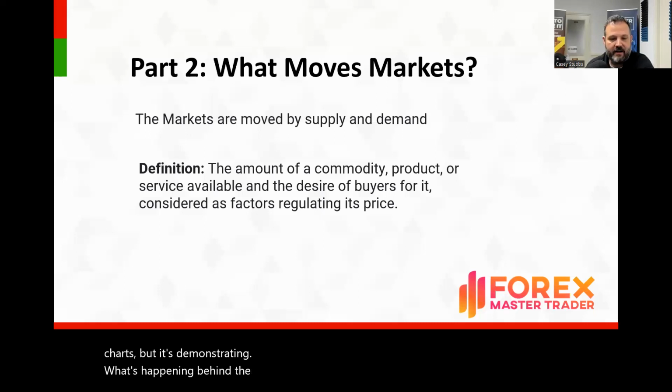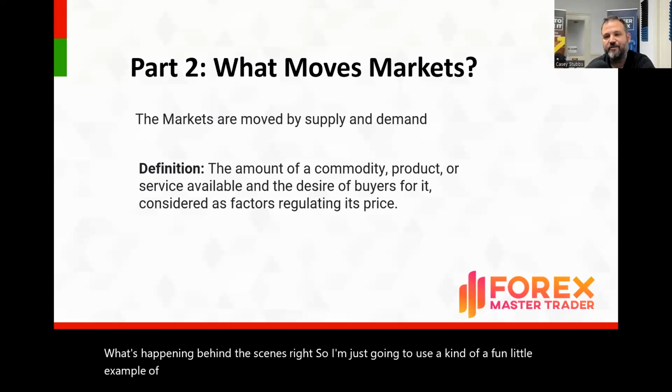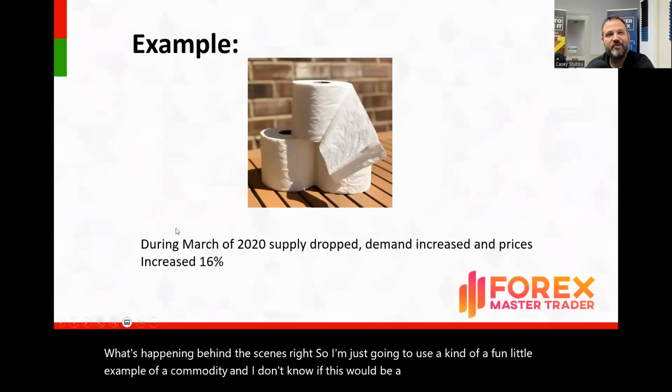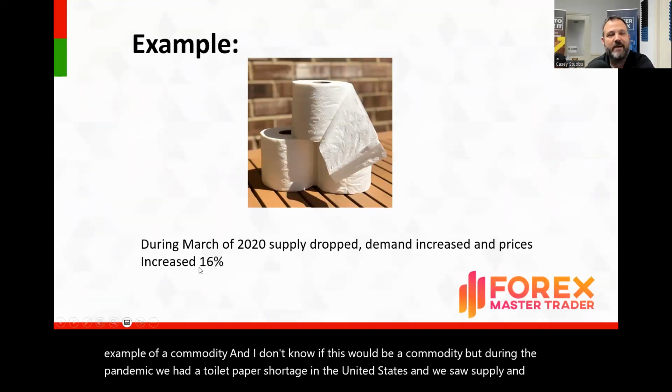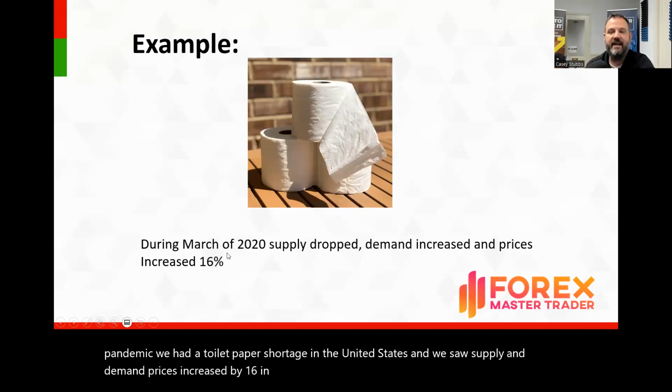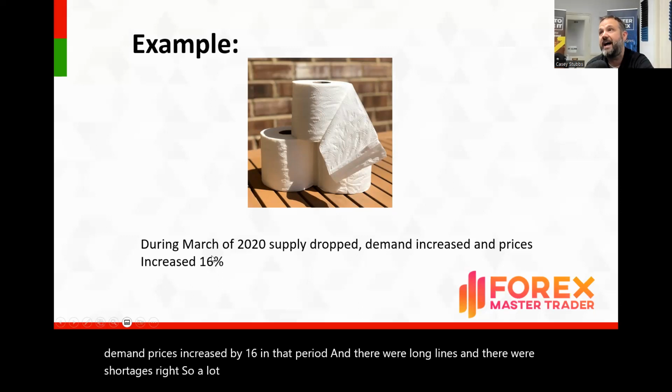So I'm just going to use a fun little example of a commodity, and I don't know if this would be a commodity, but during the pandemic, we had a toilet paper shortage in the United States, and we saw prices increase by 16% in that period, and there were long lines and there were shortages, right? A lot of that had to do with supply chain issues. When the supply chain drops out, demand comes up.